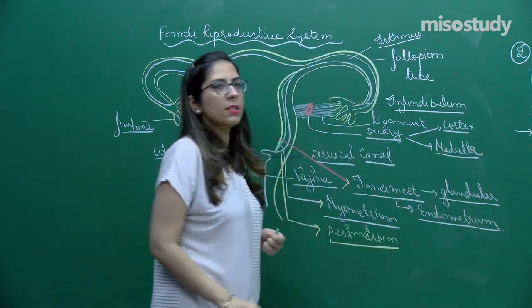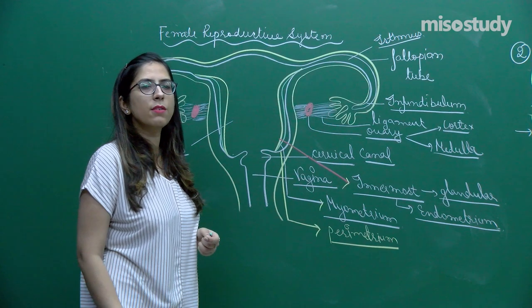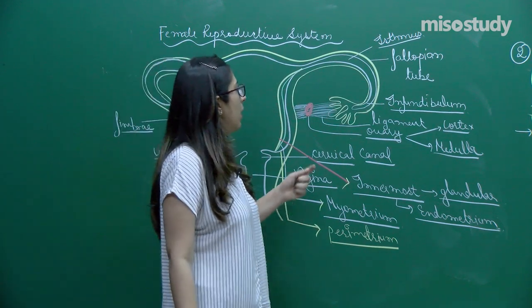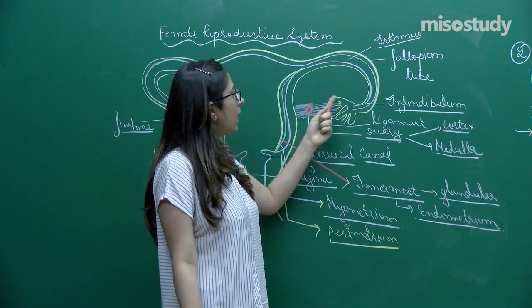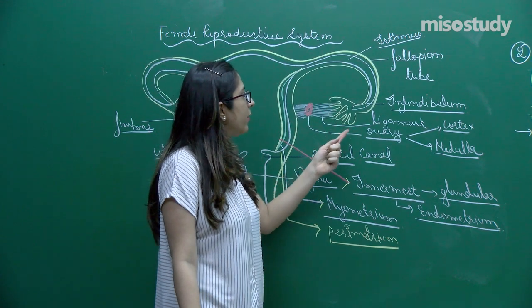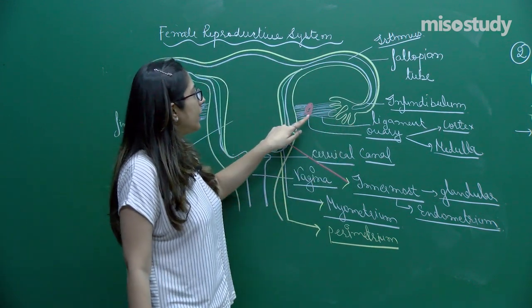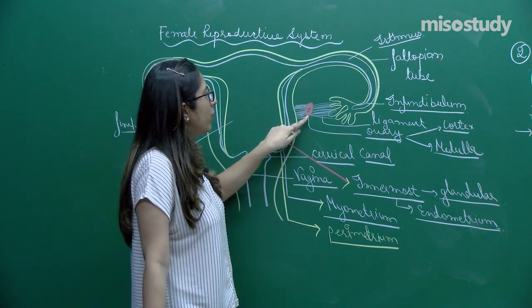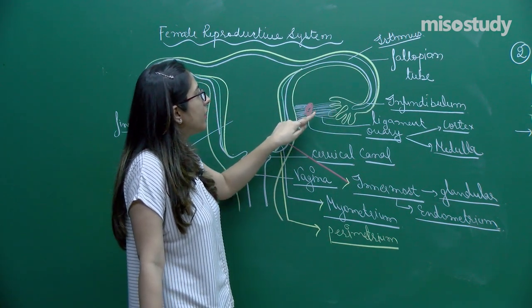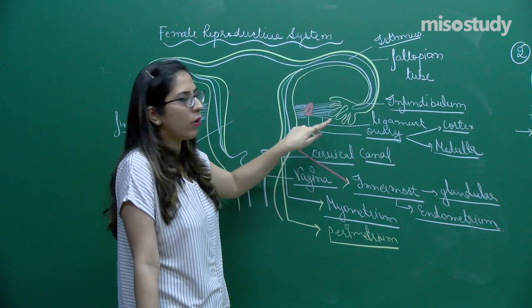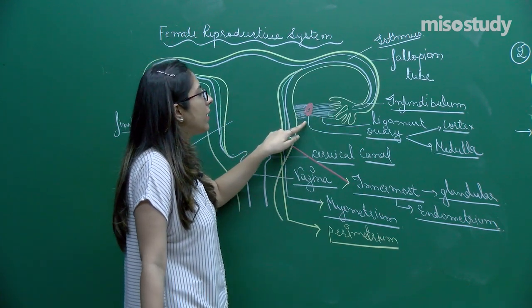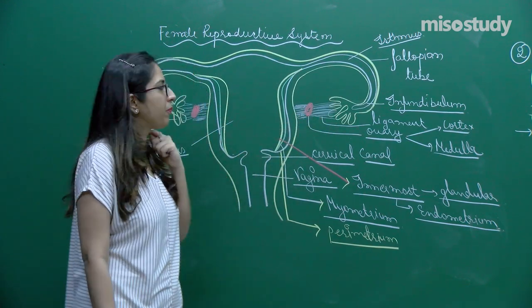In this, the process called oogenesis, that is the formation of the egg, happens. Once the egg is formed, it is caught by these fimbriae, which are finger-like projections. This ovary is attached to the fimbriae, and these are attached to the pelvic wall, and to the uterus with the help of certain ligaments.